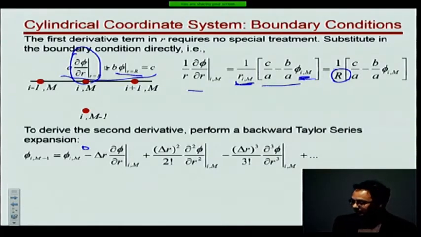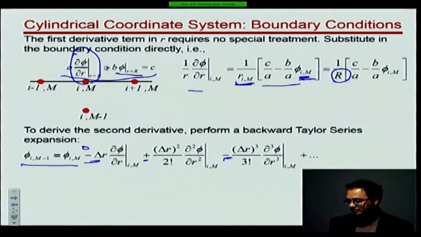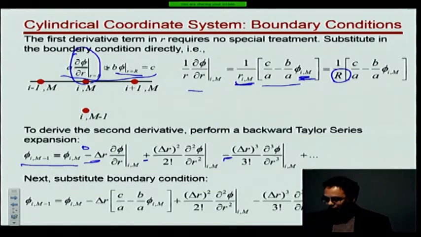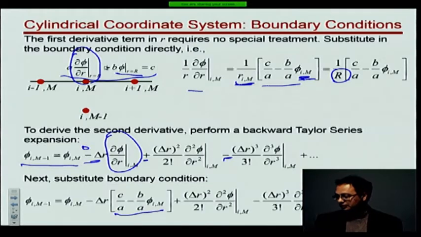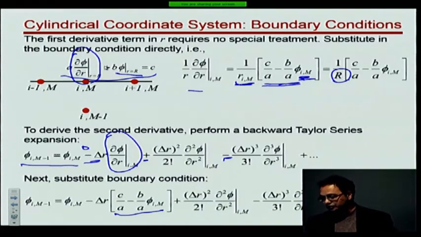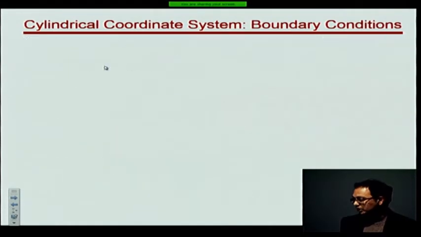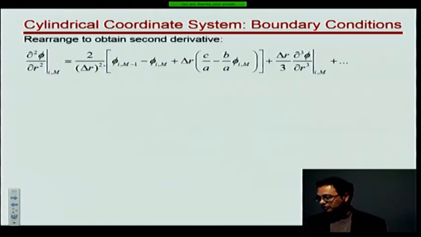So you do a backward Taylor series expansion, okay, in negative r direction. Notice that these are negative, this is positive. And then what you do is, instead of dphi dr, you plug in your boundary condition. That's this guy, the same one that we used in the first derivative. And then you rearrange. Once you rearrange, you get an expression like that. Okay, now of course, as I said, this is first order accurate only.